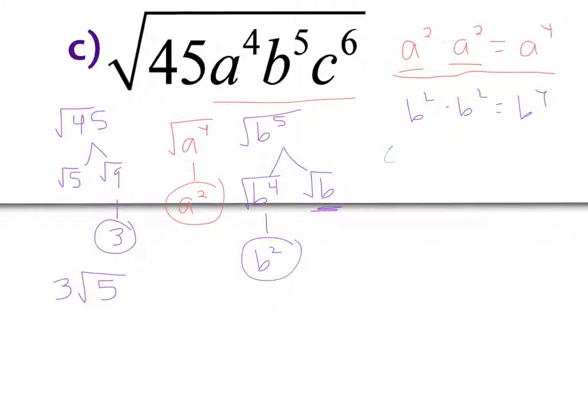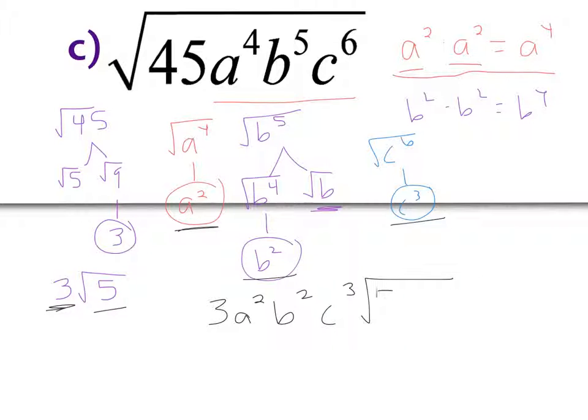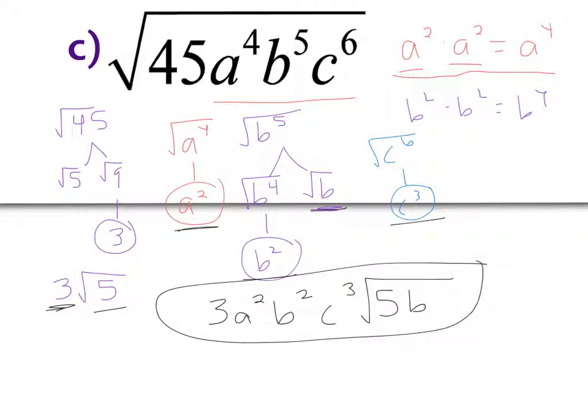And last but not least, c to the sixth. I need to take the square root of c to the sixth. That is even, so I can just slice 6 in half, and out comes c cubed. So now when I write my final answer here, I have the number 3 that goes outside the radical, a squared, everything I circled again, b squared, and c cubed, and then what's underneath the radical is everything that's not circled. So the 5 right there, and b right there. And then that is my final answer.